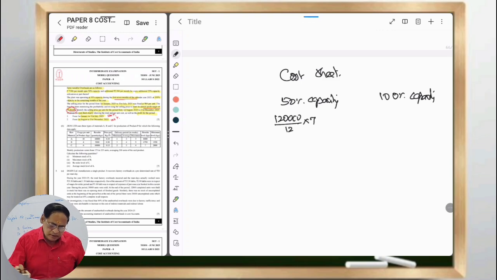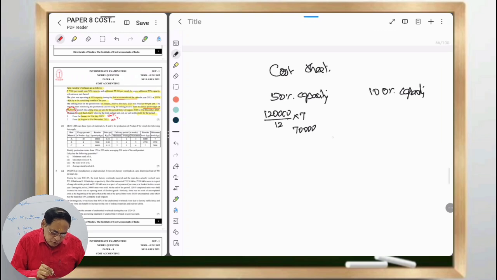So, 1,20,000 divided by 12 into 7, that is 70,000 units produced during the 7 months from 1st January to 31st July. So, 70,000 units. Please make note of it. That is 1st January to February, March, April, May, June, July, 31st July.